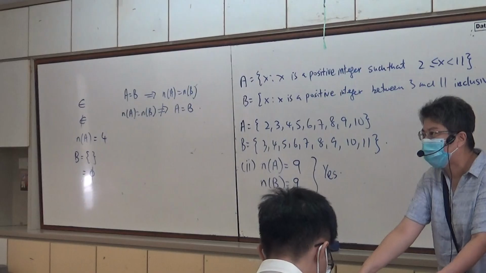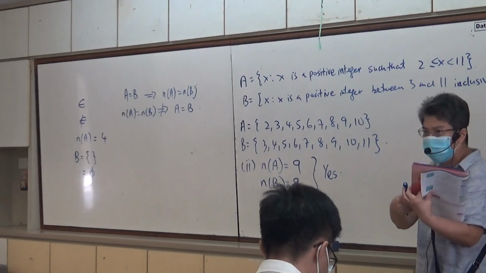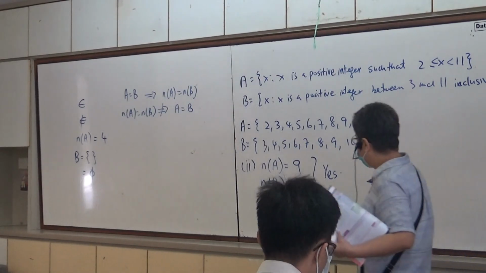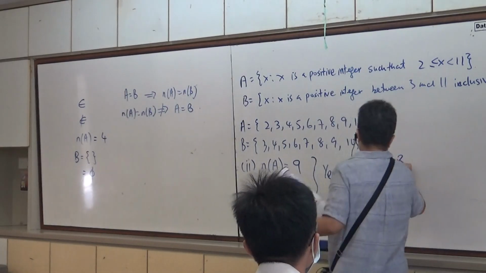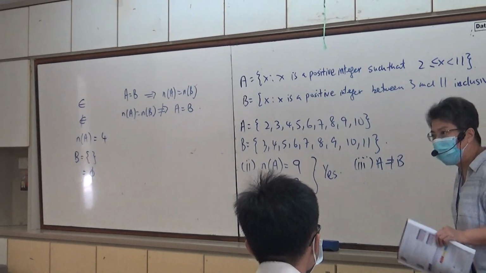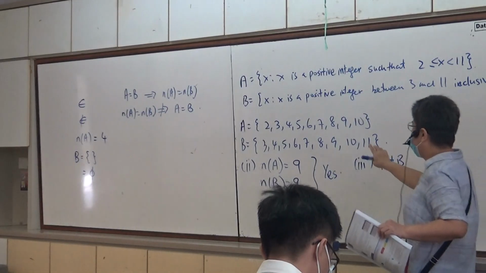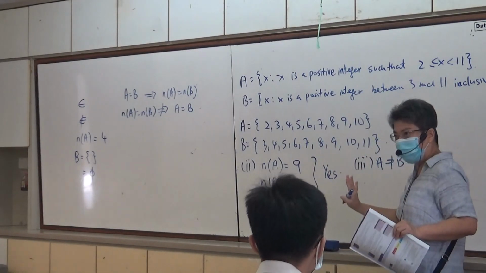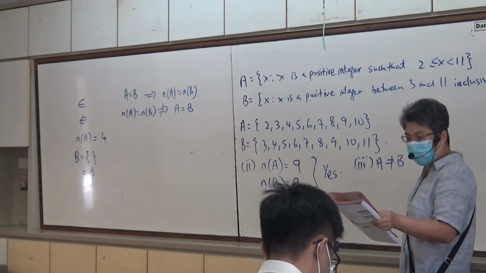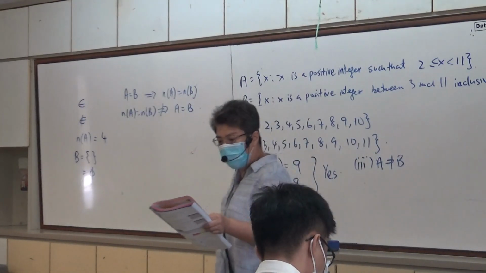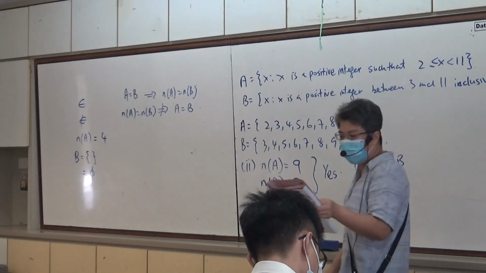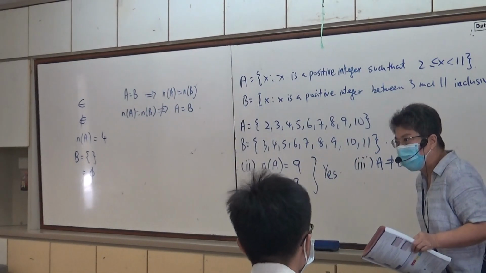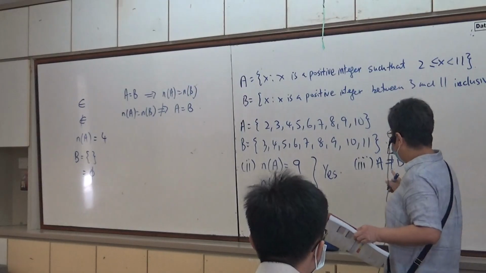Next part. Is A equals to B? Explain. In exam, usually students are very scared of explain. Okay? So you will say A is not equals to B. Am I right? You can either say 11 or 2, it doesn't matter. Okay, look at the textbook. They say, no, A not equals to B because A and B have different elements. Example, 2 is an element of A, but 2 is not an element of B, right? Correct?